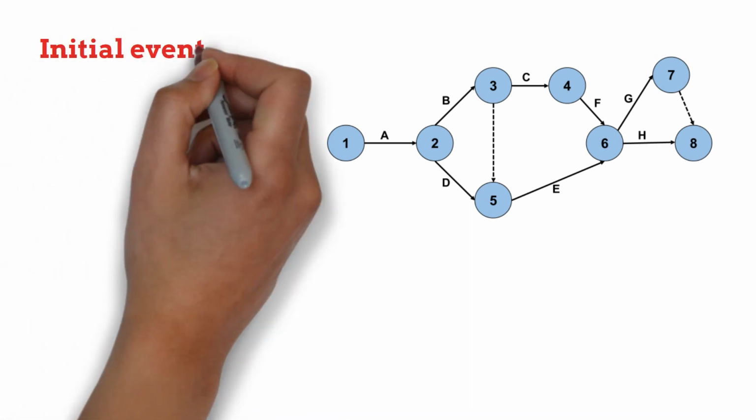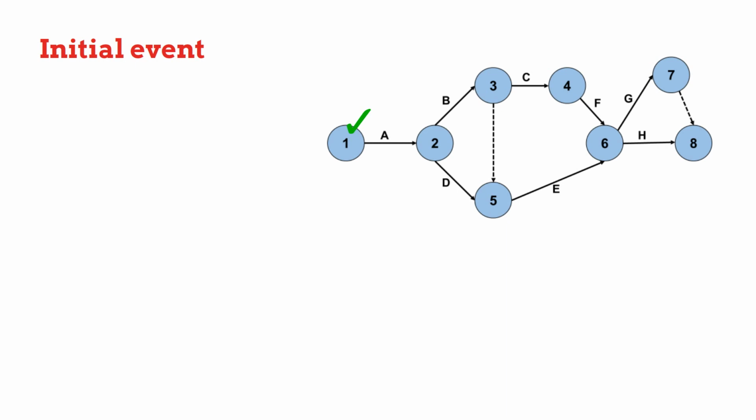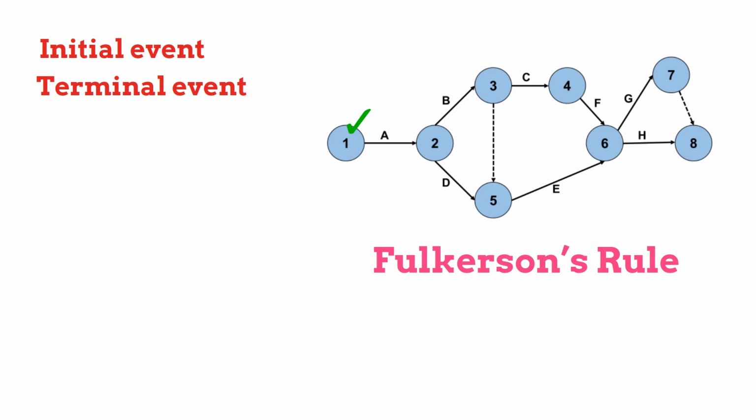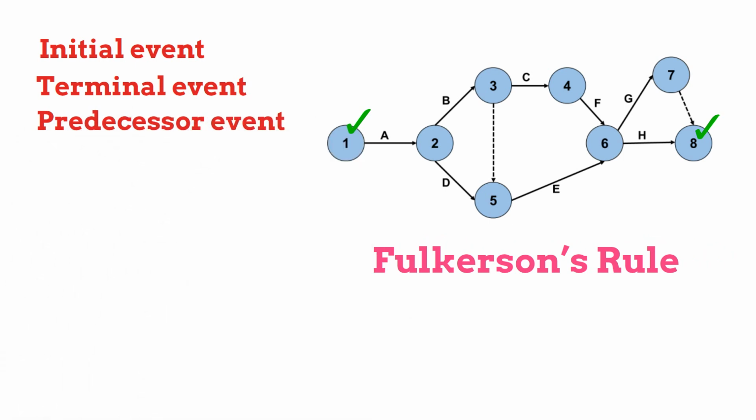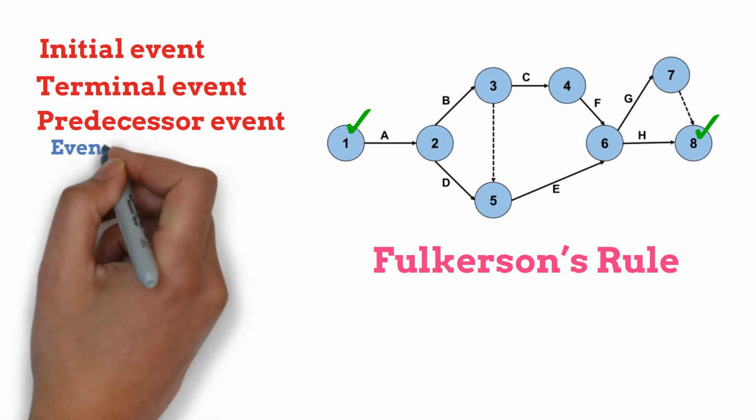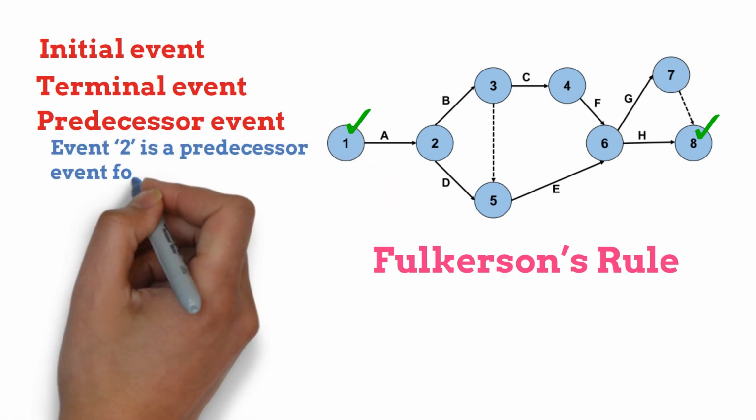Initial event. Event number 1 represents the start of the project and is called the initial event. Terminal event. The event carrying the highest number in the network denotes the completion of the project and is called the terminal event. These rules in drawing the network diagram are called Fulkerson's rule. Event number 8 represents the terminal event. Predecessor event. It is an event that precedes some other event. It can be single or multiple. Event 2 is a predecessor event for event 3.